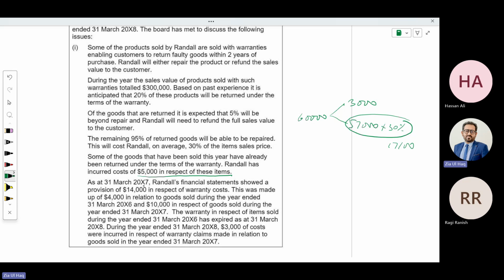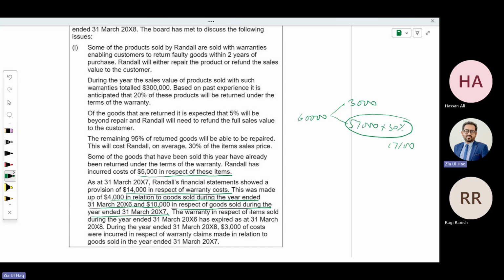As at 31st March 20x7, Rendell's financial statement showed a provision of 14,000 in respect of warranty cost. This was made up of 4,000 in relation to goods sold during the year ended 31st March 20x6 and 10,000 in respect of goods sold during the year ended 31st March 20x7. They created a provision of 14,000. Out of this, 4,000 relates to the previous year because they are providing warranty for 2 years, and for the current year, they have created a provision of 10,000.